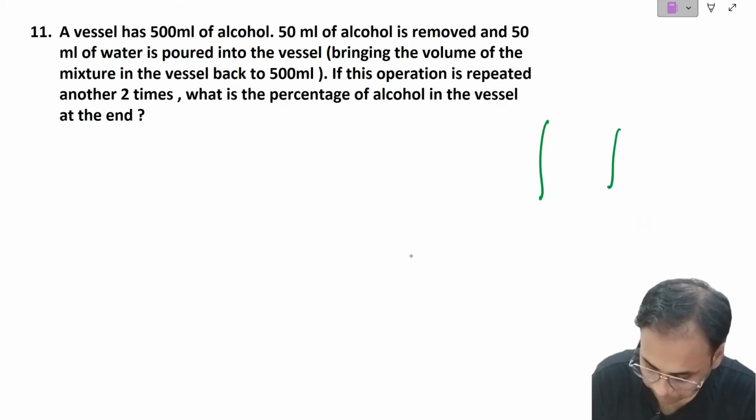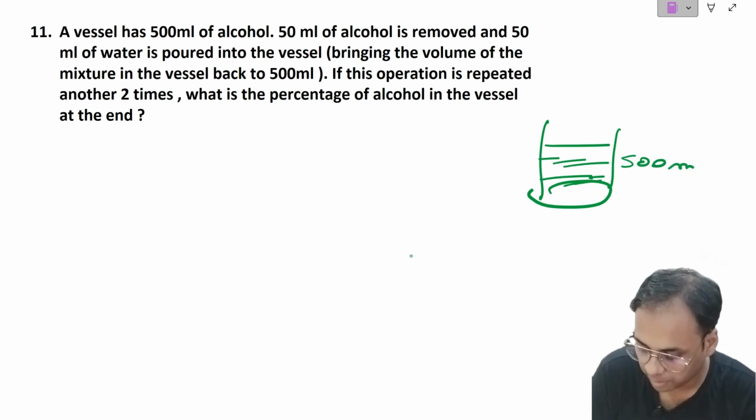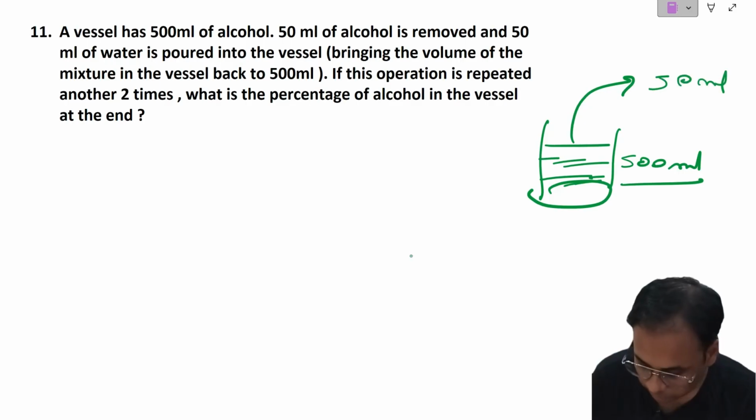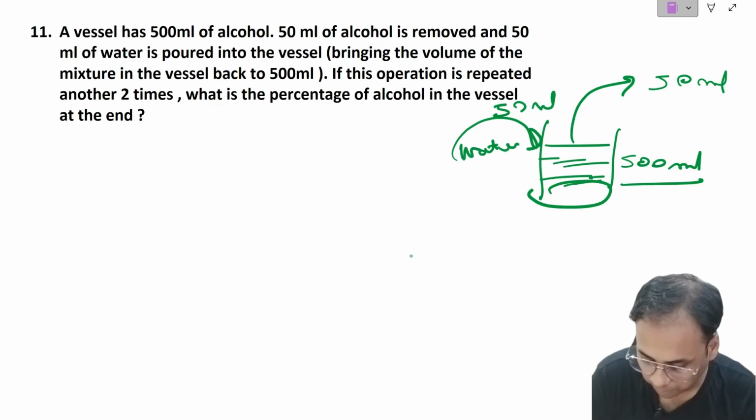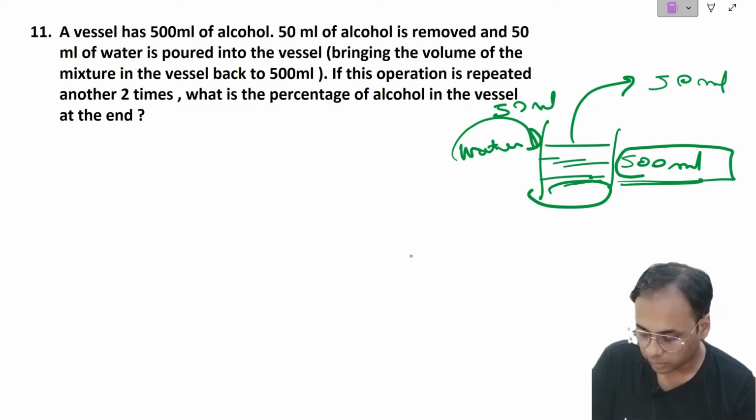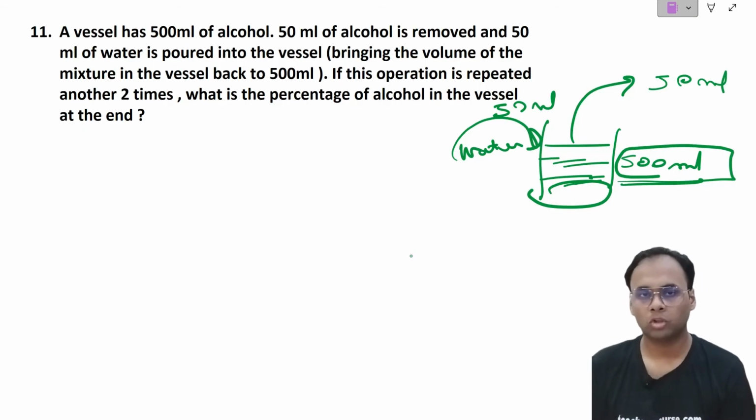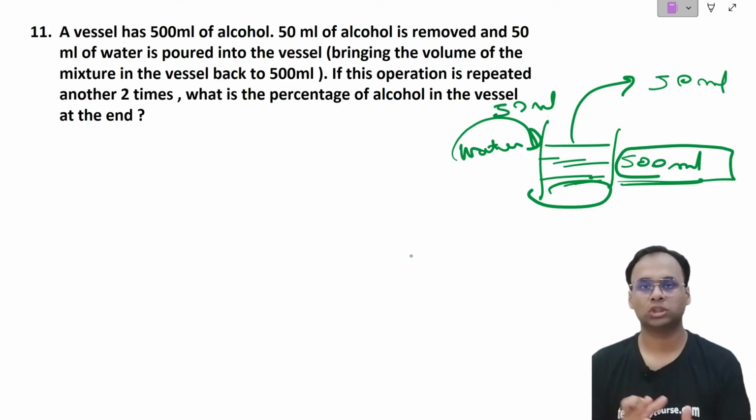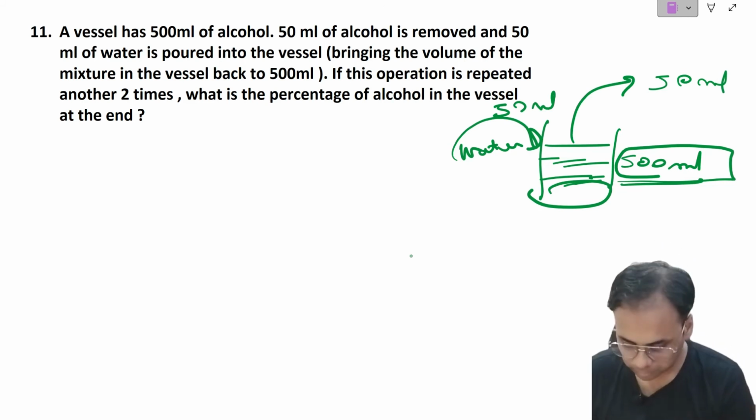So we have a vessel here and we have some alcohol out there. This is all alcohol and this is 500 ml of pure alcohol. So 50 ml of alcohol is being removed, it is being taken out, and in that place 50 ml of water is being poured. So the original quantity becomes 500 ml again, but the concentration of alcohol is obviously decreased now, because previously it was purely alcohol and 50 ml of it was taken out from the vessel. Now in that place 50 ml of water is being poured into the vessel, bringing the original volume back to 500 ml, but definitely the concentration of alcohol has decreased.